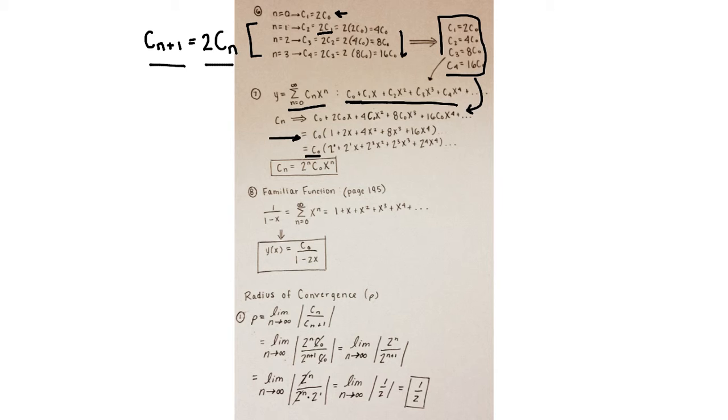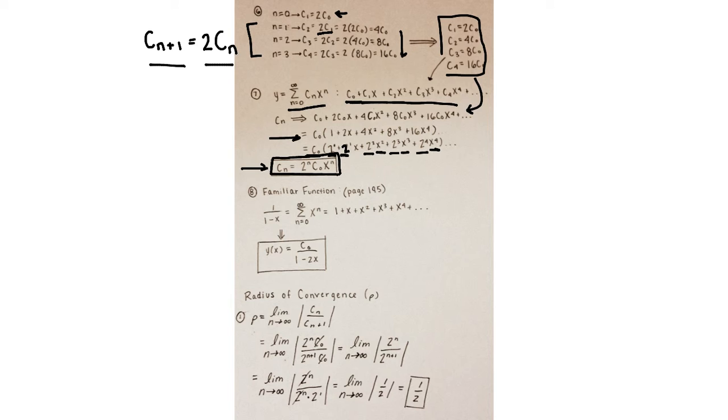So I have C naught times 2 to the 0 plus 2 to the 1 times x plus 2 squared times x squared plus 2 cubed times x cubed plus 2 to the fourth times x to the fourth. Seeing this written out just like that, it was really easy to determine my Cn function. So Cn equals 2 to the n, that's 2 to the power, times this C naught out in front, times x to the n. So this is my solution to the power series.